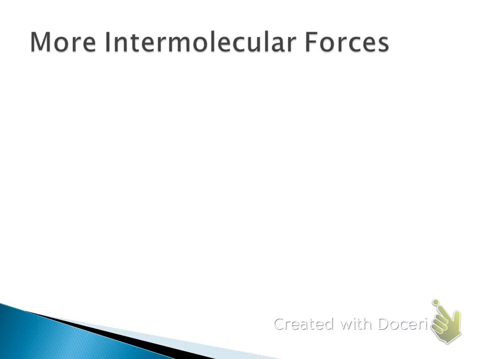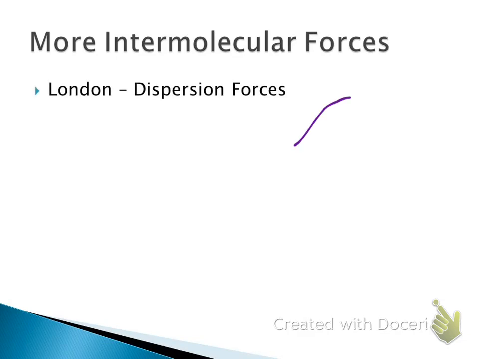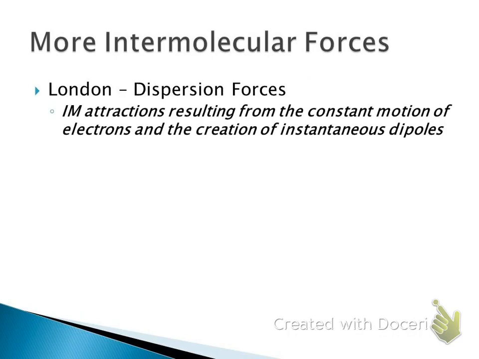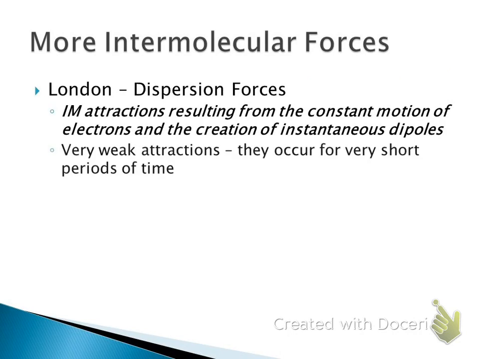The second type of intermolecular force is much more simple, and it's called a London dispersion force. These are the weakest type of intermolecular force. Hydrogen bonds are only found in molecules that have hydrogen, but these London dispersion forces are found in all molecules. They're very weak, and they come from electrons and the creation of instantaneous dipoles, which I'll talk about in a moment.